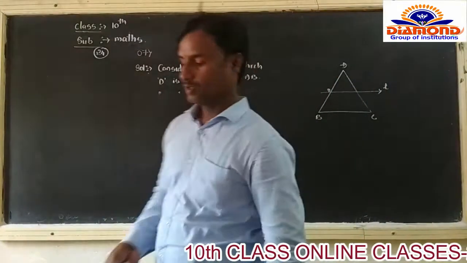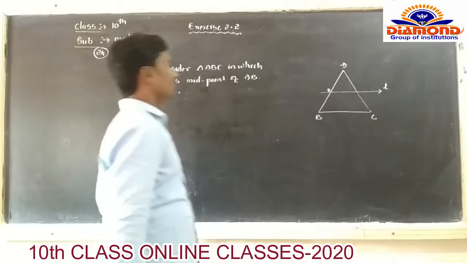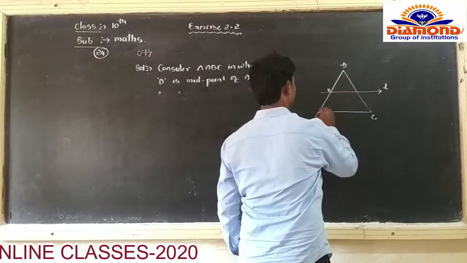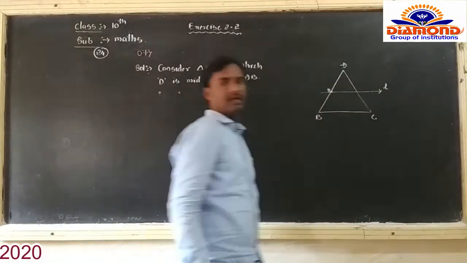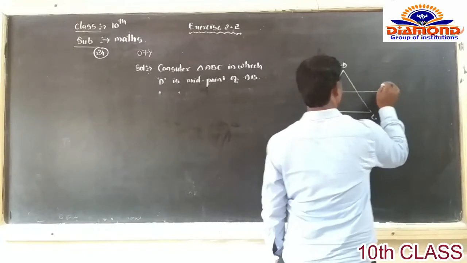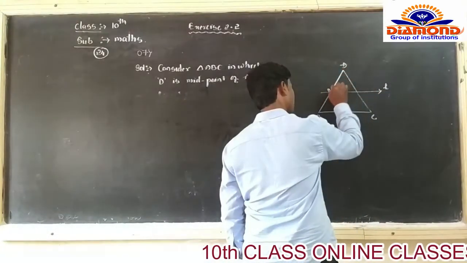So what is the question? When we look at the diagram, ABC is a triangle, and here D is the midpoint. A line is there, which we denote by L. This line passes through the midpoint of one side of the triangle.